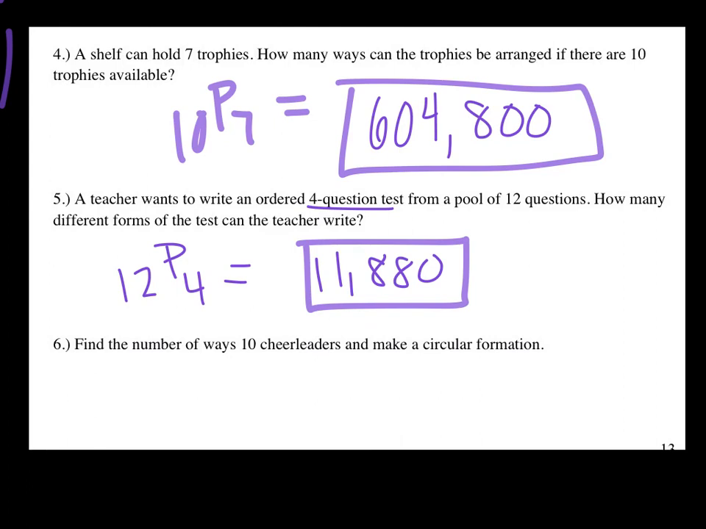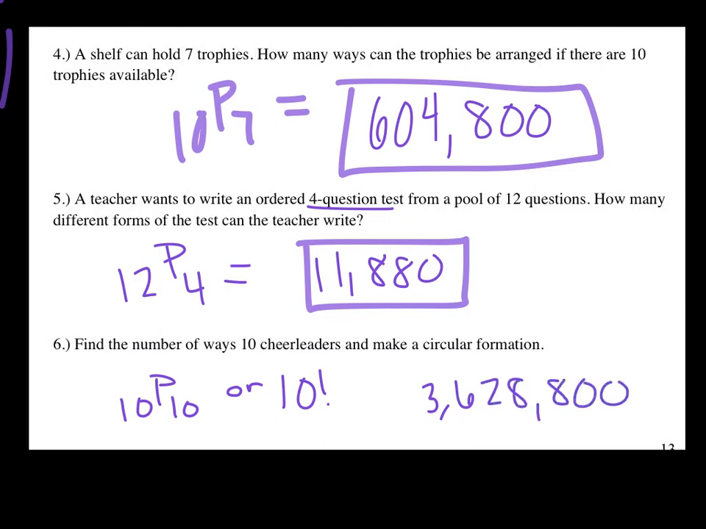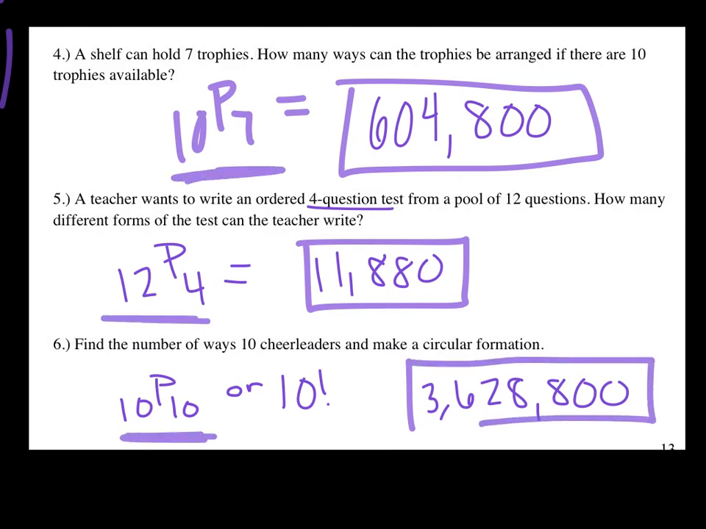And your last one, find the number of ways that 10 cheerleaders can make, I think that should say can make a circular formation. So if we have 10 cheerleaders and we're using all of them, it doesn't say how many we want to use for the circular formation. It'll just be 10P10 or 10 factorial, but it will end up being 3,628,800. And again, all I did here is type these right into the calculator. And that's it.